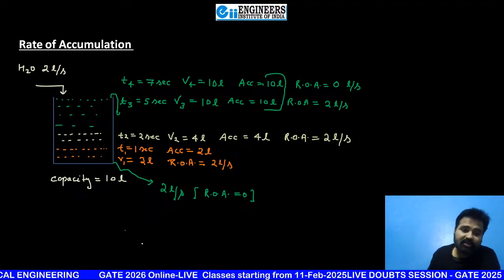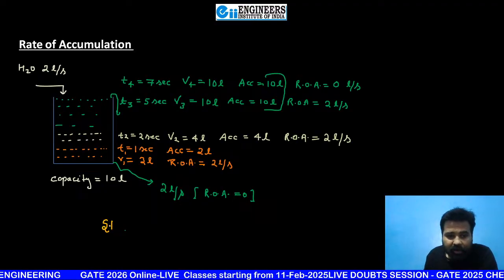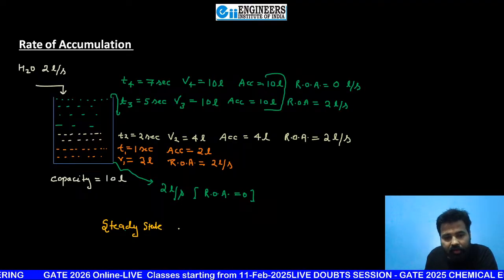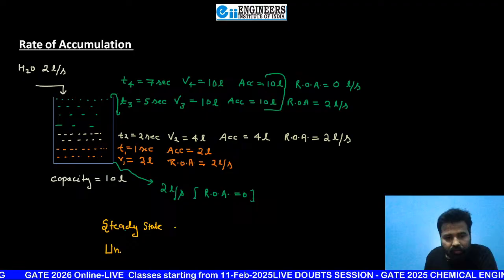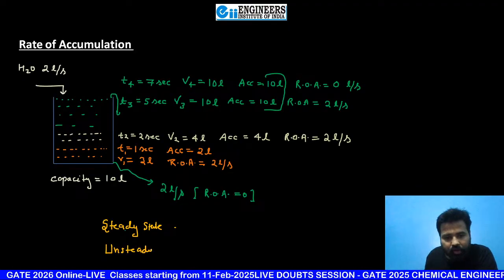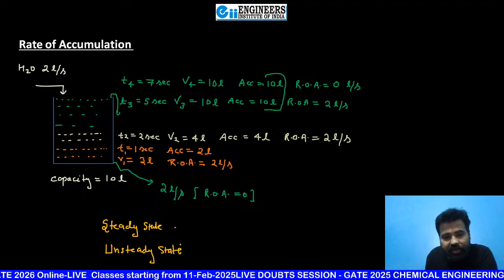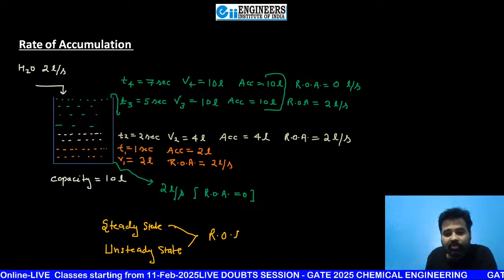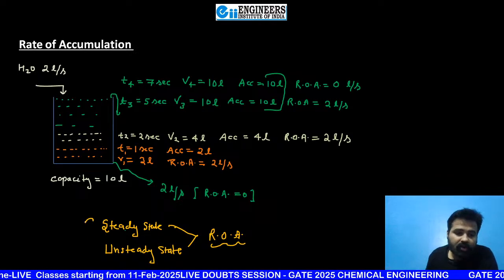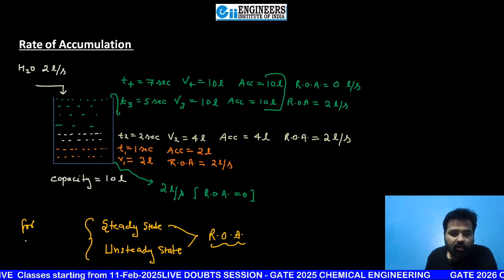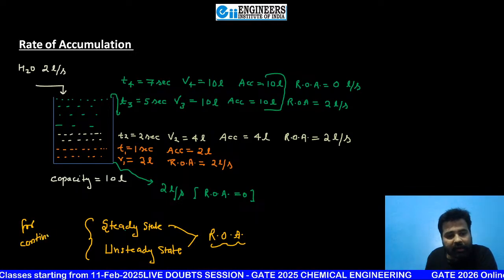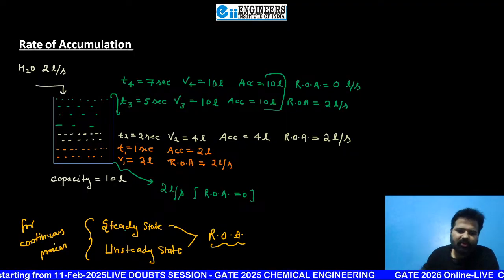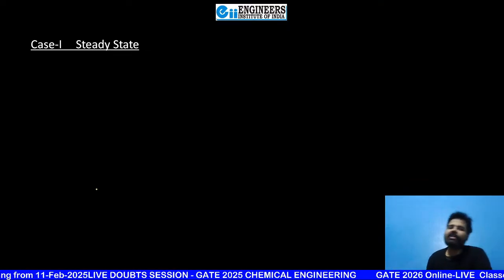So for flow processes, steady state means what, beta? Whenever you are going to differentiate steady state from unsteady state, then the main parameter you are going to check is rate of accumulation for any continuous process or operation. Okay, so what is steady state, beta?